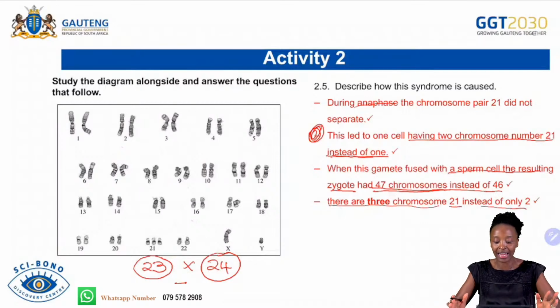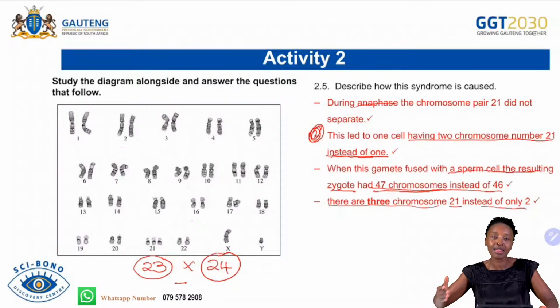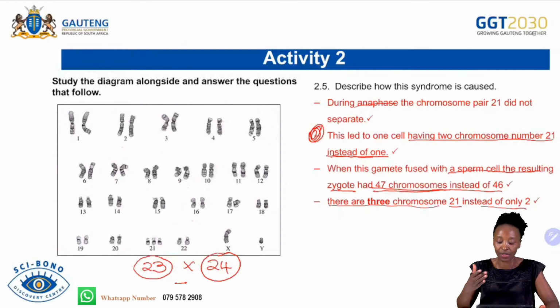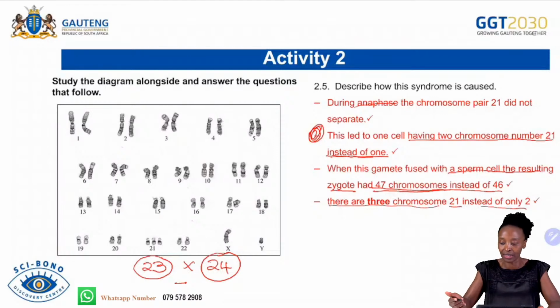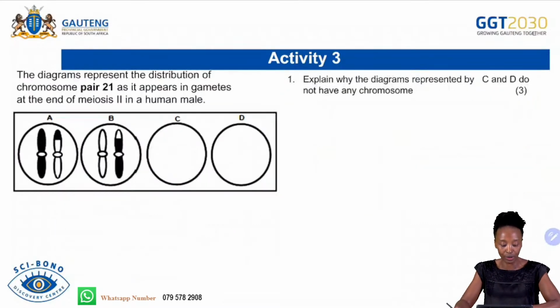It did not end there. You describe, so you provide the sequence of events that will lead to now the disorder called Down syndrome, exactly as you were taught, exactly as they are in your books. So then this is the answer for activity 2. So moving on. Remember, we are doing as many questions as we can until you understand.